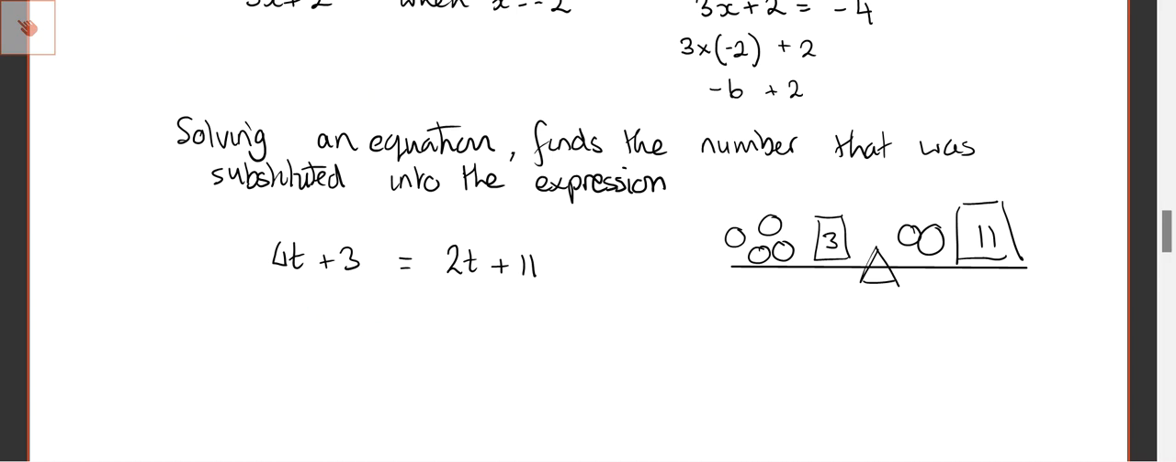First step. Take away 2 t's. So I'm going to write 4 t's take away 2 t's plus 3 is equal to 2 t's take away 2 t's plus 11. And that leaves me with 2 t's plus 3 equals 11. Next step.